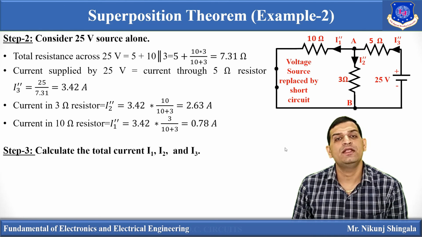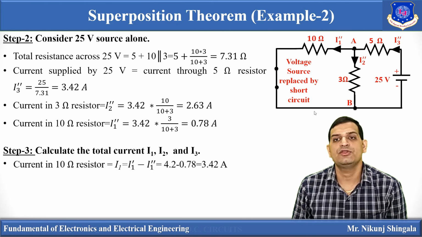So now finally calculating all the currents, that is I1, I2 and I3. So we have to take the algebraic addition. In both the cases the directions of I1 and I3 are reversed. So in that case we have to subtract the lower value from the higher value. In the case of I2, the directions are the same in both the cases. So we have to take the algebraic addition.